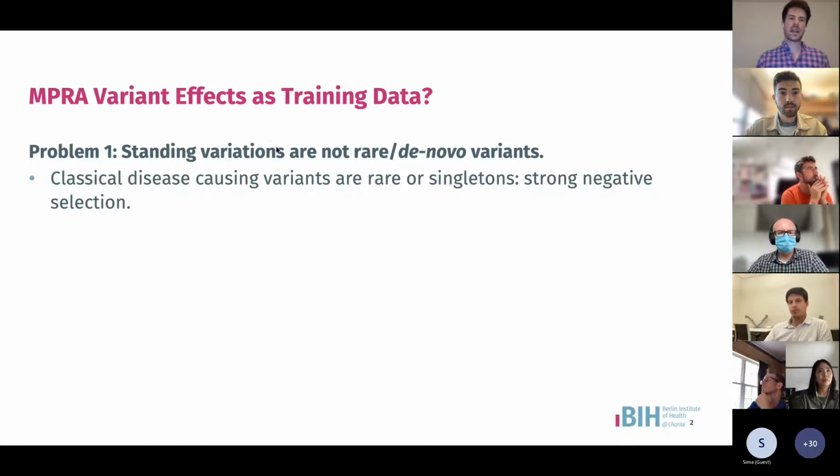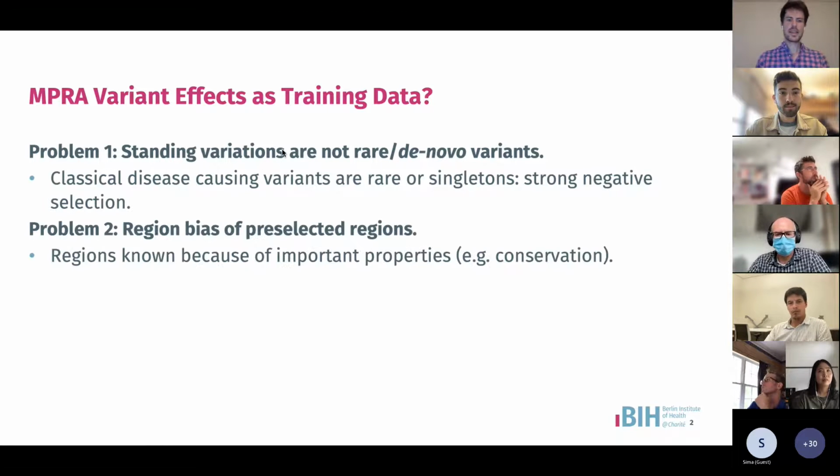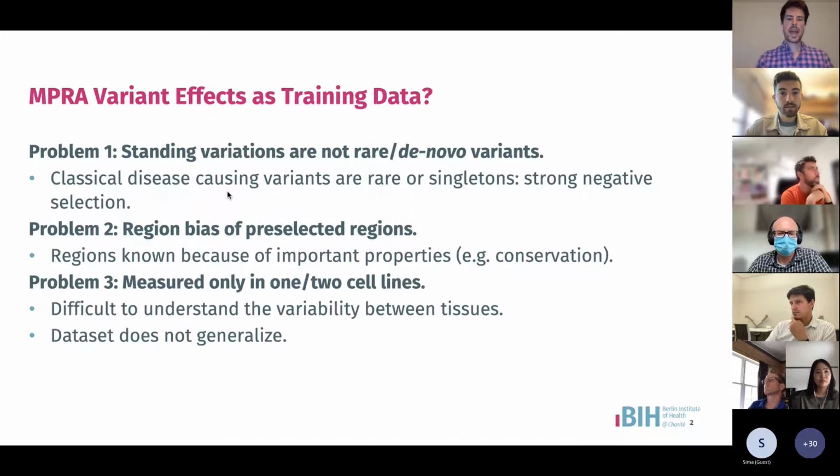So eQTLs are tested. Then there is a lot of regional bias. Like, okay, these genes are interesting, or in the saturation mutagenesis, this specific promoter is interesting, and we look at all variants, but it's not an average over the whole genome. And the last problem is that they're mostly done in one cell type or cell line, or sometimes two, and we cannot see the differences between the tissues. And it's hard to train a model.